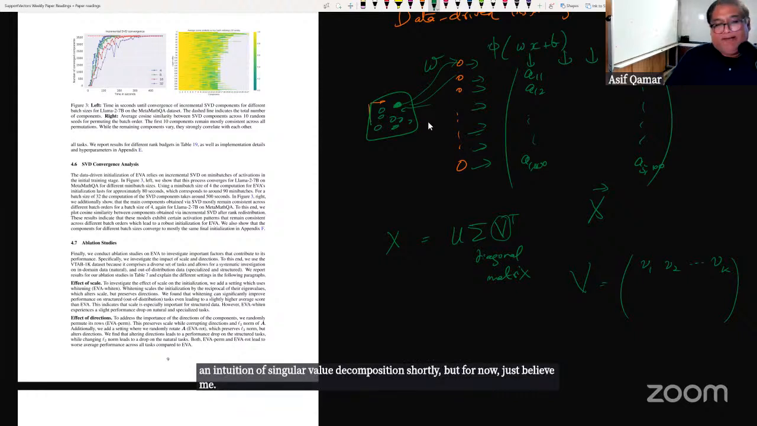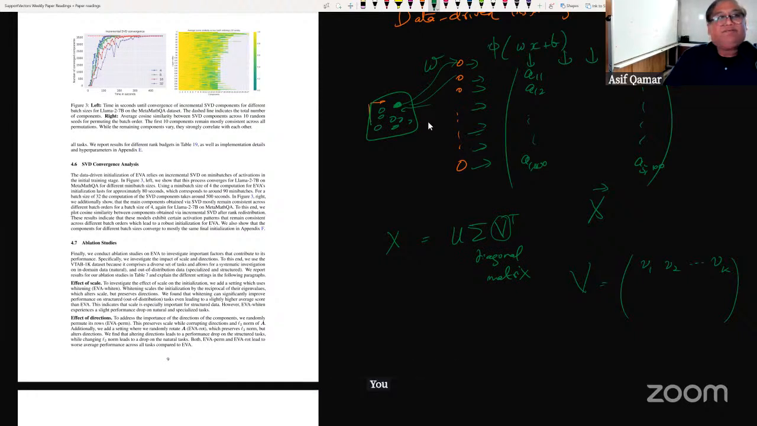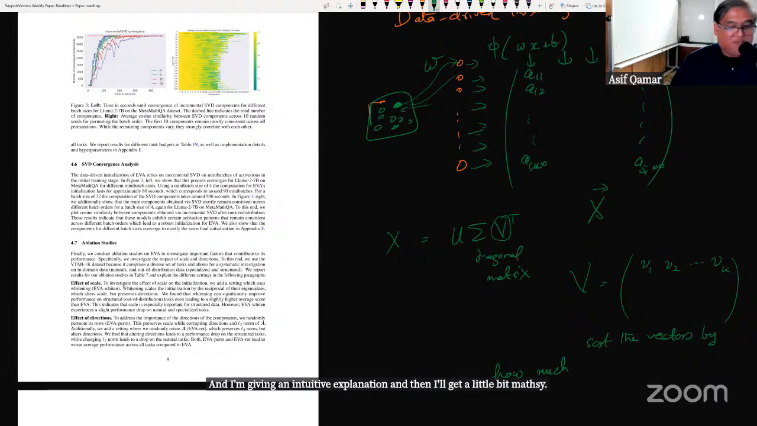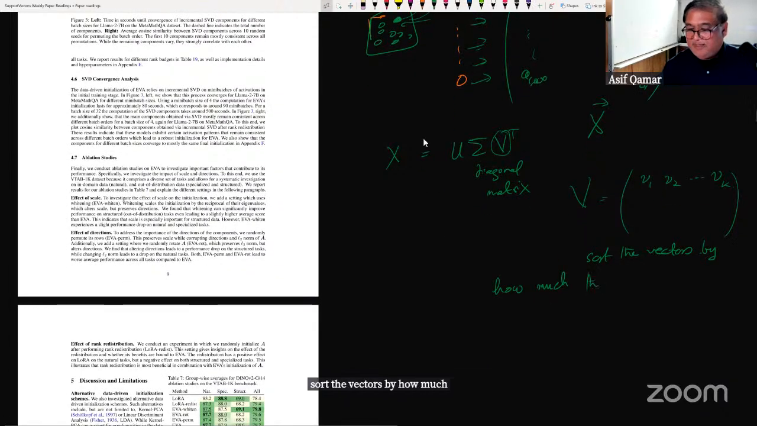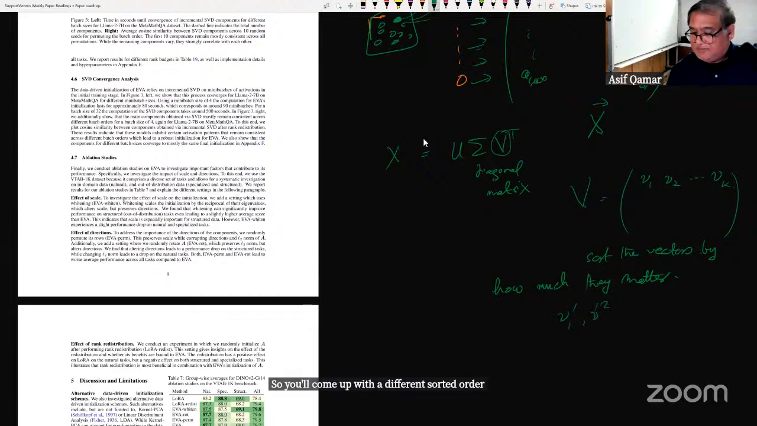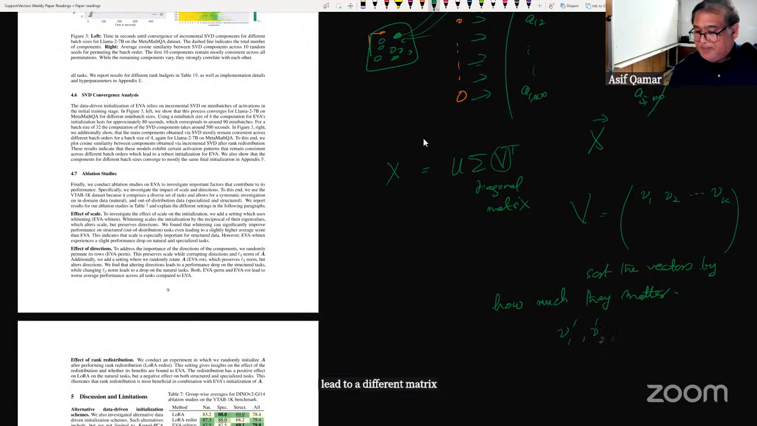Now what you do is you ask this question, which of these vectors really matter, right? And then you sort the vectors by how much they matter. I'm giving an intuitive explanation, and then I'll get a little bit mathsy, so that those people who want to avoid math can just pause after that. Sort the vectors by how much they matter. How much do they matter, right? And then you'll come up with a different sorted order, V2, a different matrix will come up here, etc.